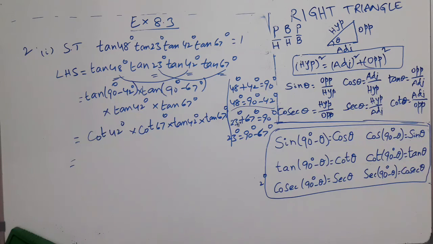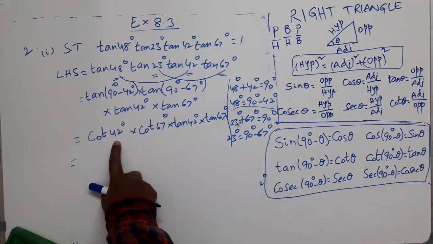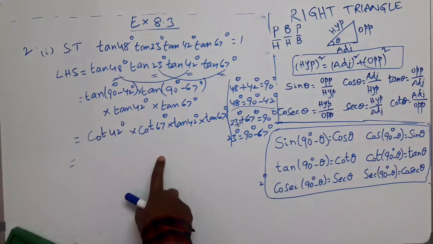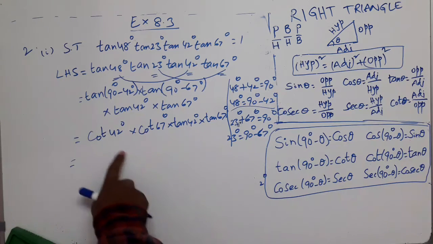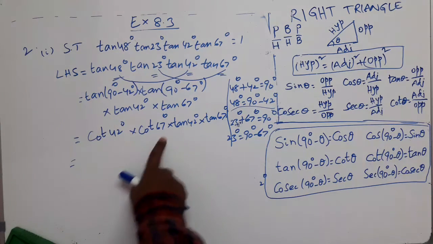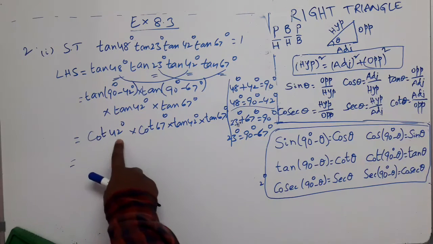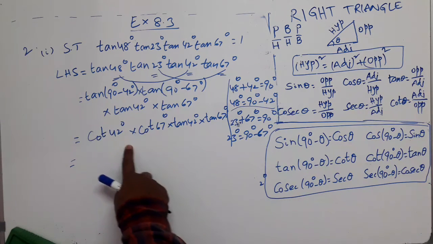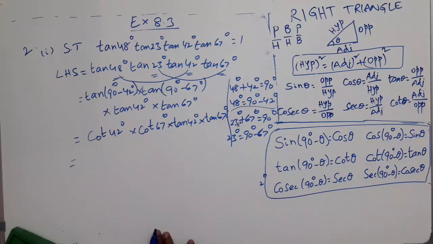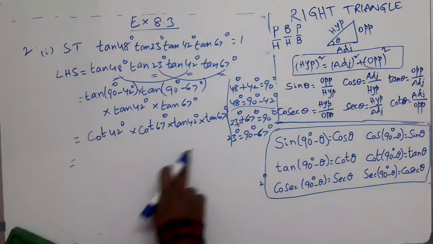Now, still I am observing how can I simplify further. Now of course 42 degrees and 67 degrees, there is no relation. They are not complementary angles. So what is the sum? 42 plus 67 is 109 degrees. Of course that is not 90 degrees, but what else can you have? Think.